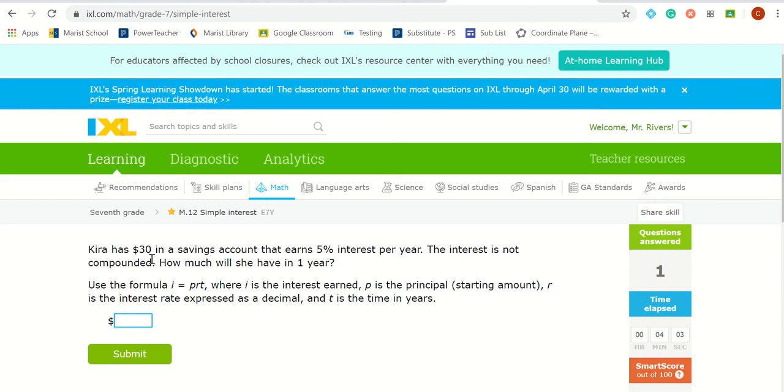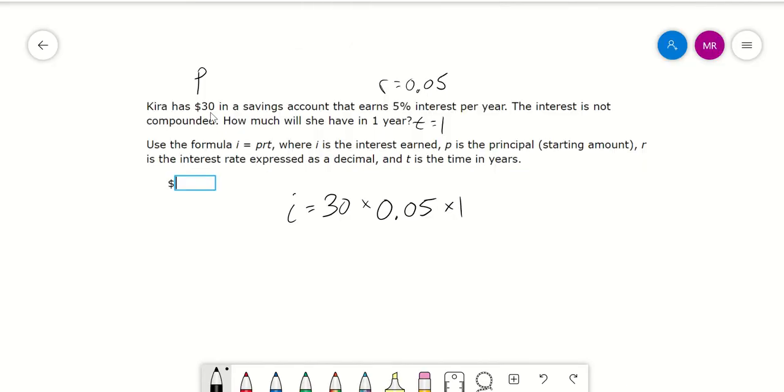Let's try another one. Kira has $30 in savings that earns 5% per year. That's the same problem, so it's 30 times 0.05 times 1. It says the interest is not compounded. How much will she have? All right, here's the difference in this one. Let me go back to the whiteboard here. Okay, so Kira has $30 in her savings account. That is her principal, and it earns 5% interest per year. So the rate is 0.05. The interest is not compounded. That's the way it's going to be all the time. How much will she have in 1 year?